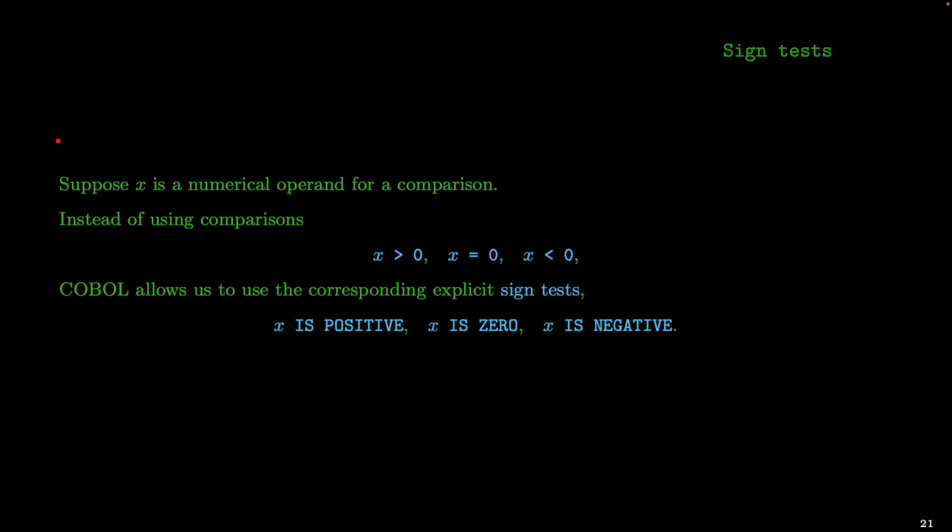The other special kind of comparison we can do in an if condition is a sign test. So suppose x is some numerical operand for a comparison, and instead of writing x greater 0, x equals 0, or x less than 0, we could do this explicitly with a sign test by writing x is positive, x is 0, or x is negative. Now, whether you think this is better style than this is up to you. Personally, I would prefer this version here, but just know that COBOL allows you to do this.